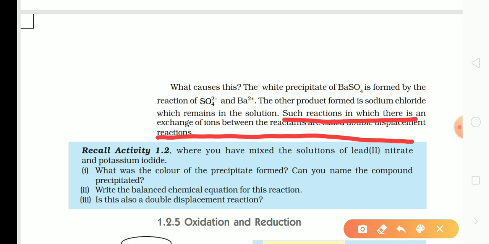So then you can recall the activity 1.2, where you mixed the solution of lead nitrate and potassium iodide. Lead nitrate and potassium iodide. What was the color of the precipitate? It is yellow, I think. Can you name the compound precipitate?